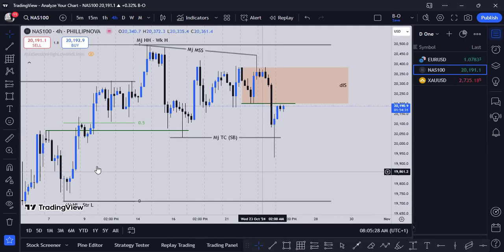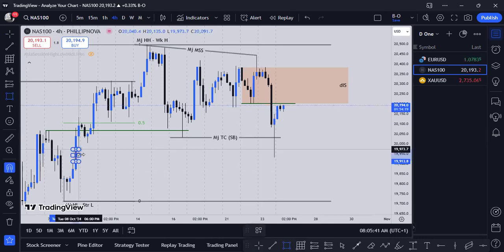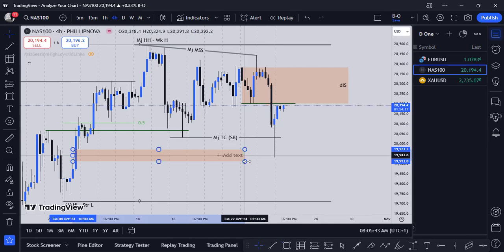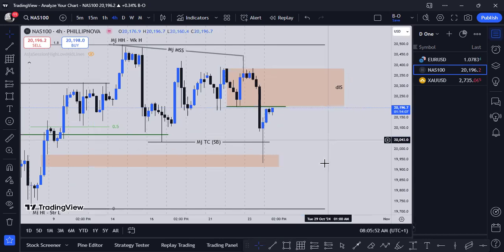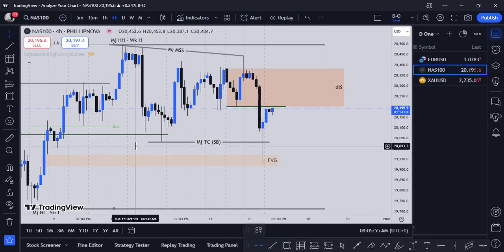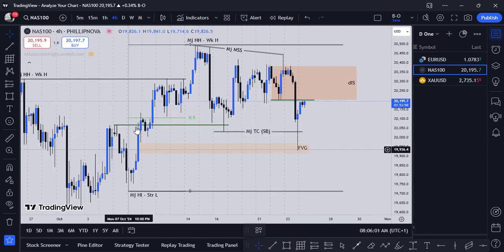And as we can see, the reaction happened from a fair value gap that we have on 4-hour, which is amazing. Wow. A very pure one. I didn't even see that coming yesterday. Okay. So since we said on daily that we are expecting this level to send price up and break this major higher high that we have here.